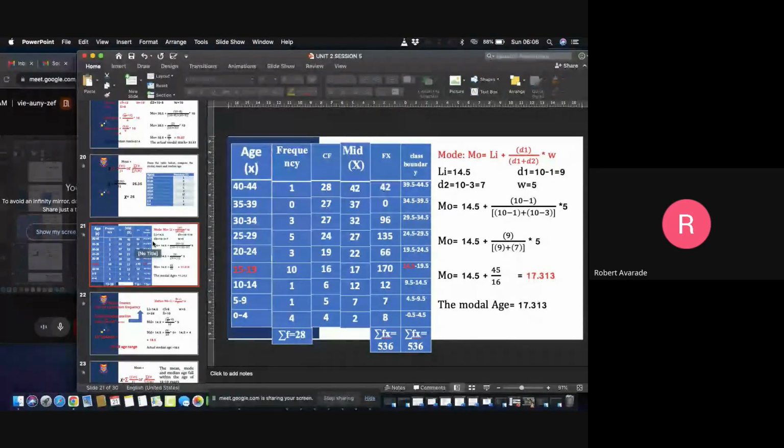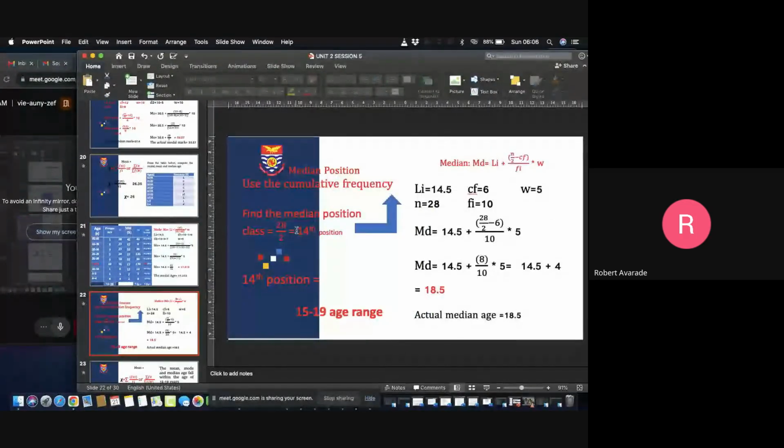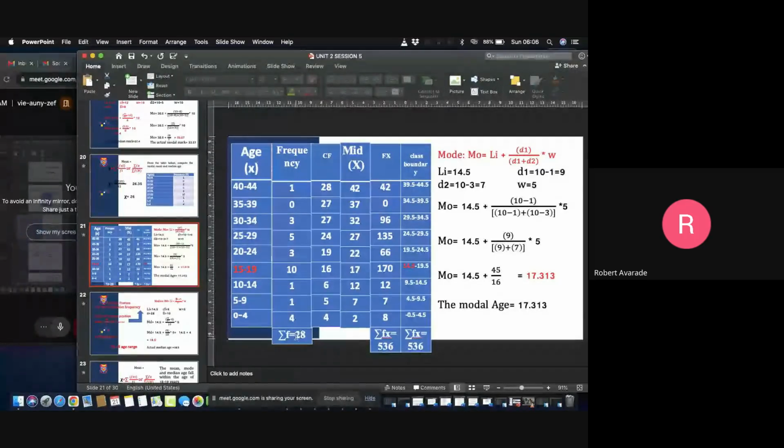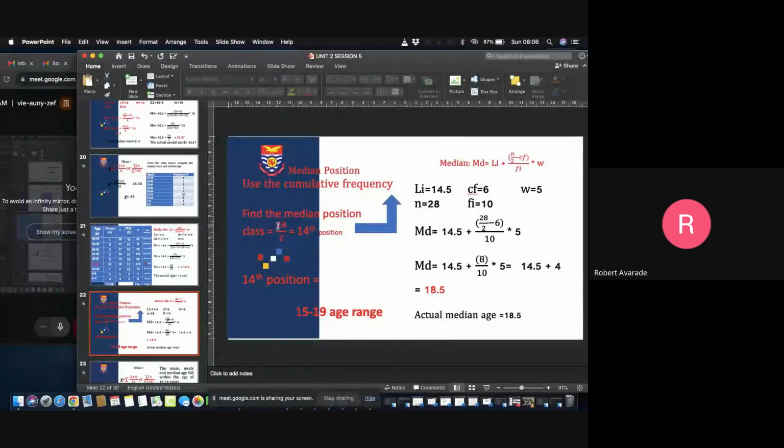So we just calculated for the median position, which is n over 2, and the n represents the number of samples. So when you add the entire frequency, you get 28. So 28 over 2 gives you 14. So with the 14, you locate it within the cumulative frequency. So bring this in your table.